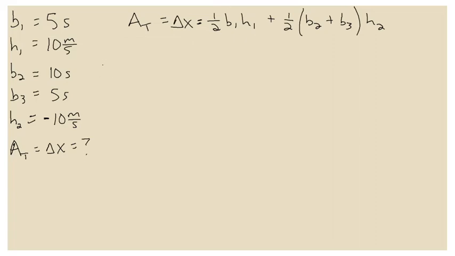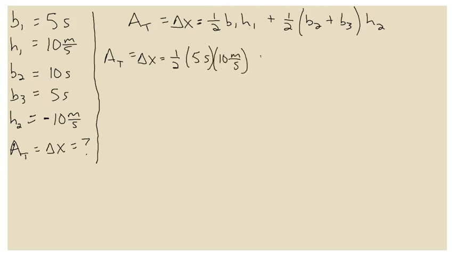And so now we just go ahead and plug our numbers in. We have the total area, which is equal to the total displacement, which is 1/2 of base 1, that's 5 seconds, times height 1, 10 meters per second, plus 1/2 of base 2, which is 10 seconds, plus base 3, which is 5 seconds, times height 2, which is -10 meters per second. Now, you could just show the answer on the next line and have that be it, but I'm going to show the intermediate steps because I don't want to take out a calculator to do the math. So 5 times 10 is 50, half of that is 25, right?